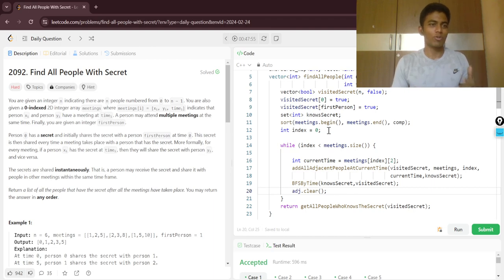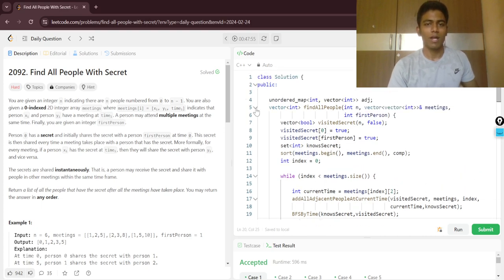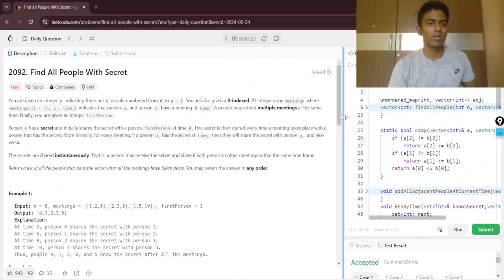So we are going to be solving today's LeetCode question, which is Find All the People Who Know the Secret. So yeah, let's get into the question.